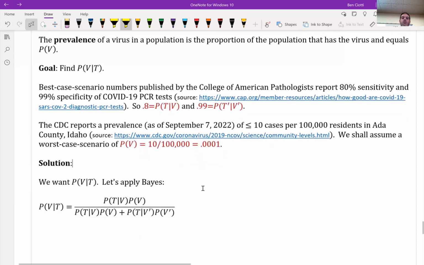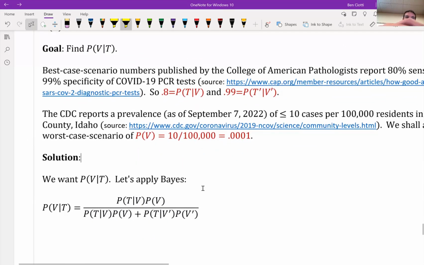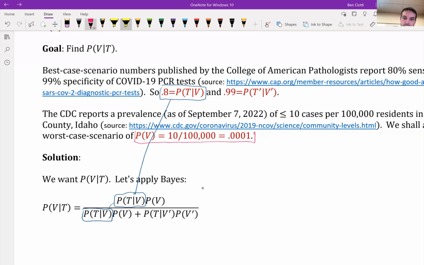And let's see what we know and what we can figure out. So we know that 0.8 is P of T given V. So we know this term, which is the same as this term. We have a prevalence, P of V. So we know this term and this term. Okay. I still need a couple more terms though.